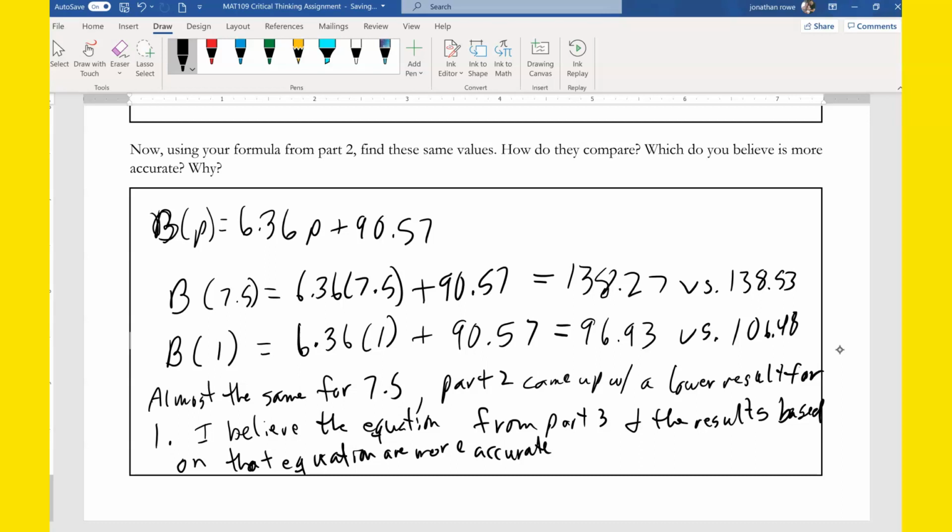Why do we think they're more accurate, the ones from part 3? Why don't you think about that for a second before I say it? I think that the equation for part 3 is more accurate because it uses more data. So anytime you can use more data, you're generally going to get more accurate results.